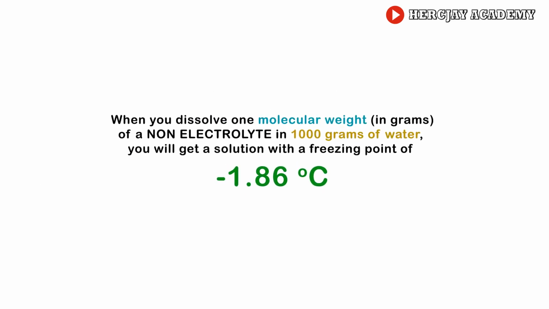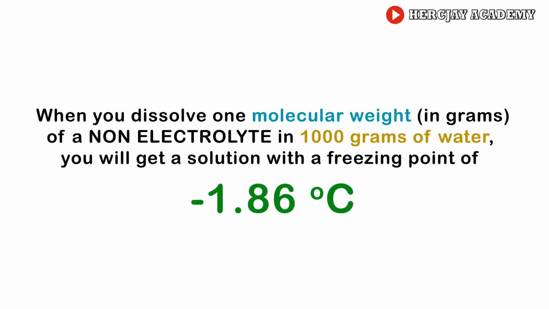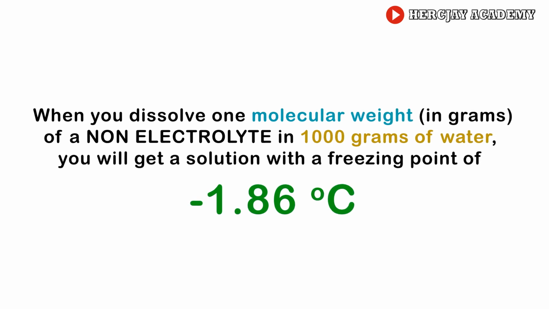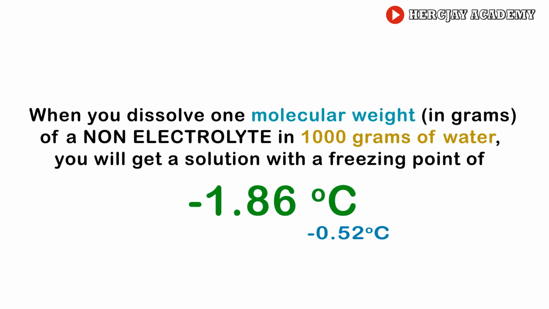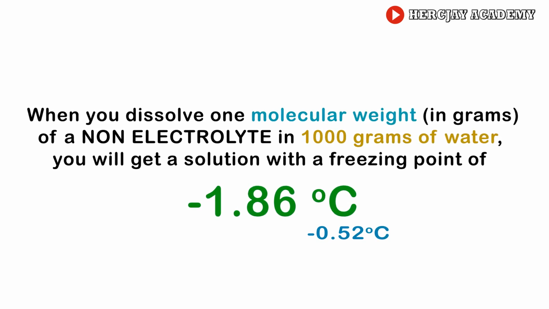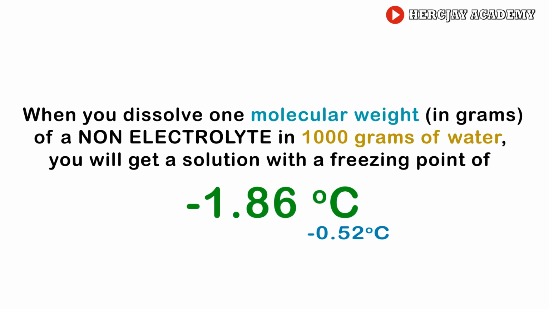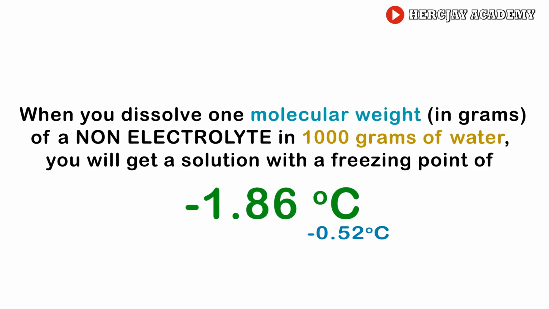When you dissolve 1 molecular weight in grams of a non-electrolyte in 1000 grams of water, you will get a solution with a freezing point of minus 1.86 degrees C. So, when you compare this minus 1.86 with minus 0.52, which is the freezing point for an isotonic solution, you can easily cross-multiply to know how many grams of that substance you will dissolve in 1000 grams of water to get an isotonic solution. Let us illustrate this with boric acid, which has a molecular weight of 61.8 grams.